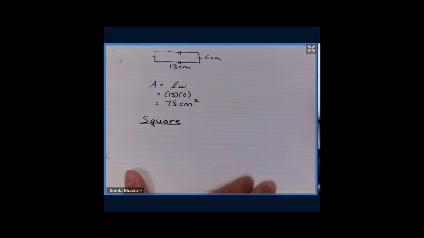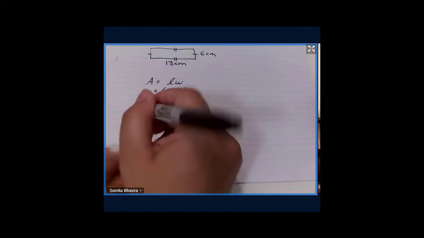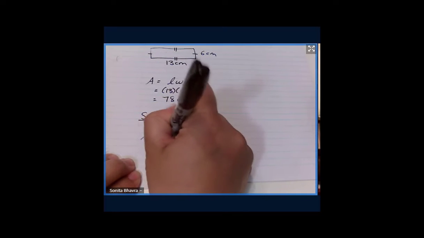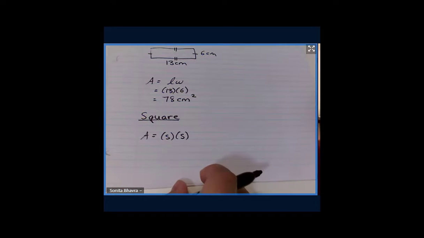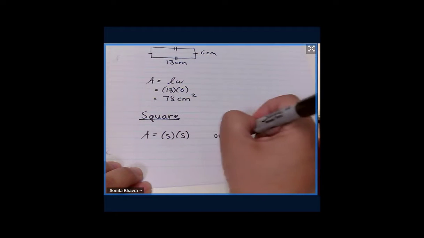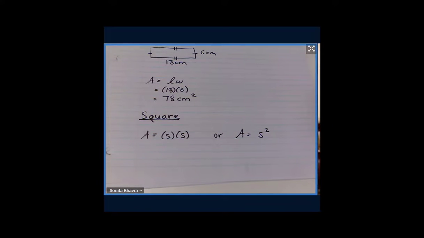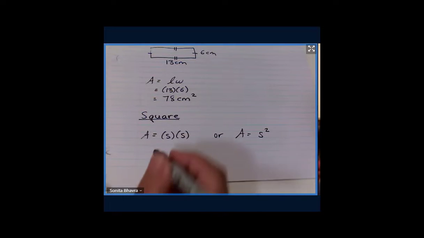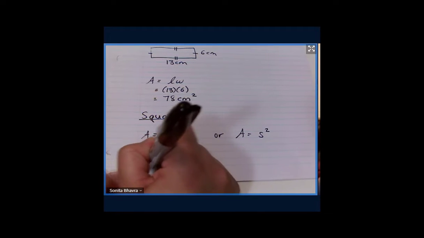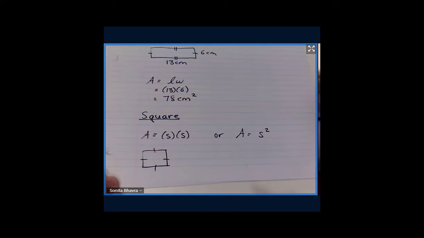Next we're looking at a square. The formula for a square is S times S, or you would see it as area equals side squared. Those are the two ways you will see the formula for the area of a square. It's not length times width like a rectangle, because in a square, all four sides are the exact same.